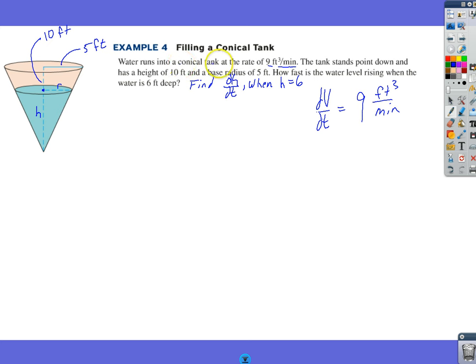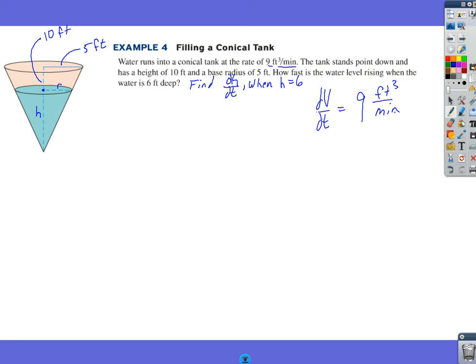Now, on this one, it says when water runs into a conical tank at a rate of 9 feet cubed per minute. So that's feet cubed, that got me thinking volume. So I'm going to say my volume is changing at a positive 9 feet cubed per minute, because the water is going into it, so it's rising. It's more water, more stuff is being added. That's why it's positive.